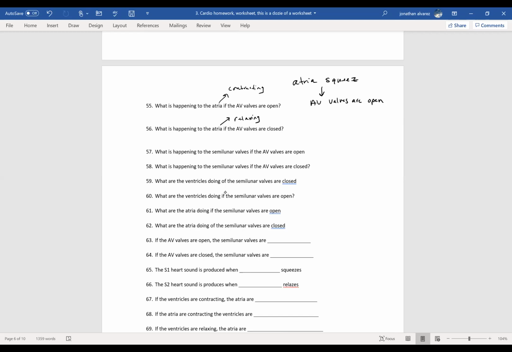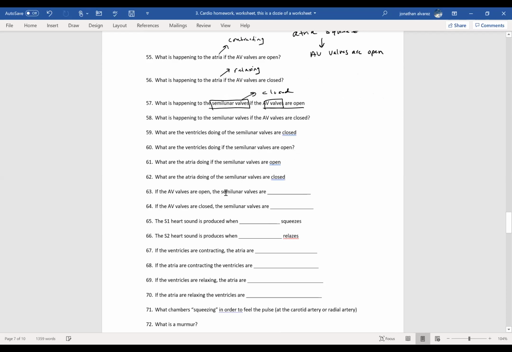Okay, what is happening to the semilunar valves if the AV valves are open? And they're always the opposite. So if the AV valves are open, semilunars are closed. Okay, if the AV valves are closed, semilunars are open.